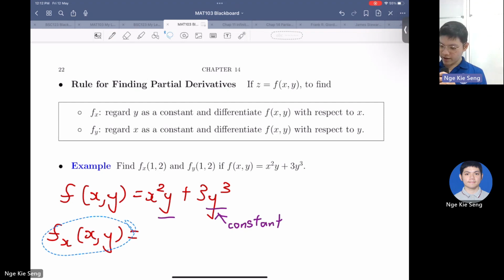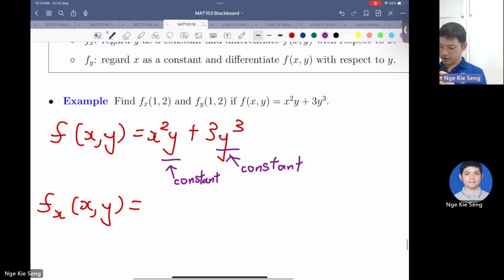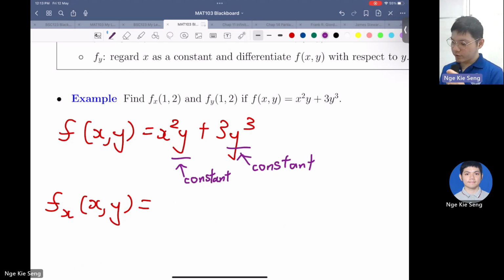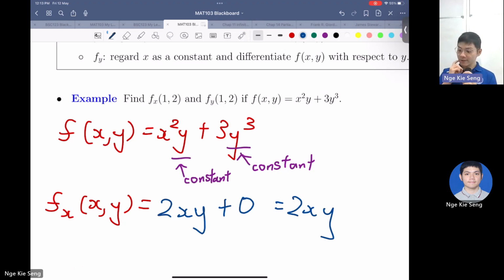This is not a rigorous way, but this is a way to calculate. It's not a rigorous computation. If you have a constant multiplying x squared and you differentiate the x term, you just get 2x times y. Then you differentiate a constant without x, you just get 0. So you get 2xy.